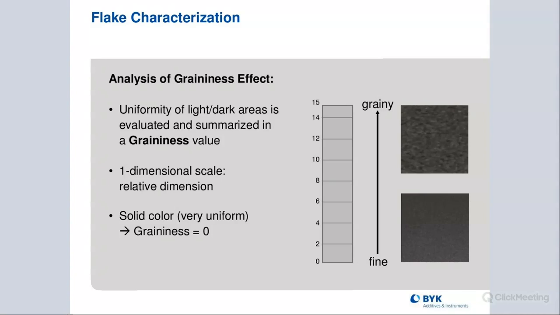And the graininess effect is really just a 0 to 15 value, so from fine to very grainy. A solid color would be 0. So if you're measuring a solid white and all of a sudden you get graininess values of 1, 2, 3, then you either have a serious dirt problem or there's something else going on with that color.